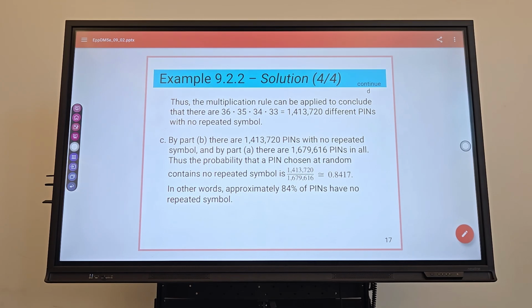So part C: there are 1.4 million PINs with no repeated symbol, and there are 1.68 million PINs in all. Thus, the probability that a PIN chosen at random contains no repeated symbols is approximately 84%, because it's 1.4 divided by 1.68.